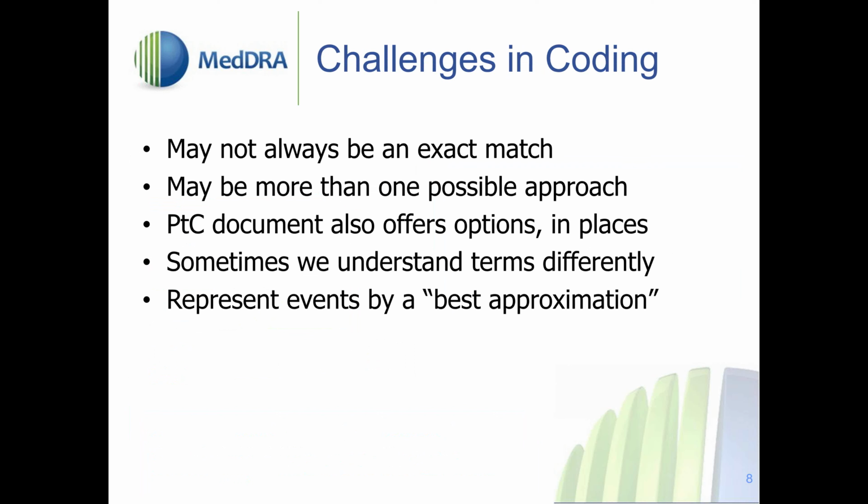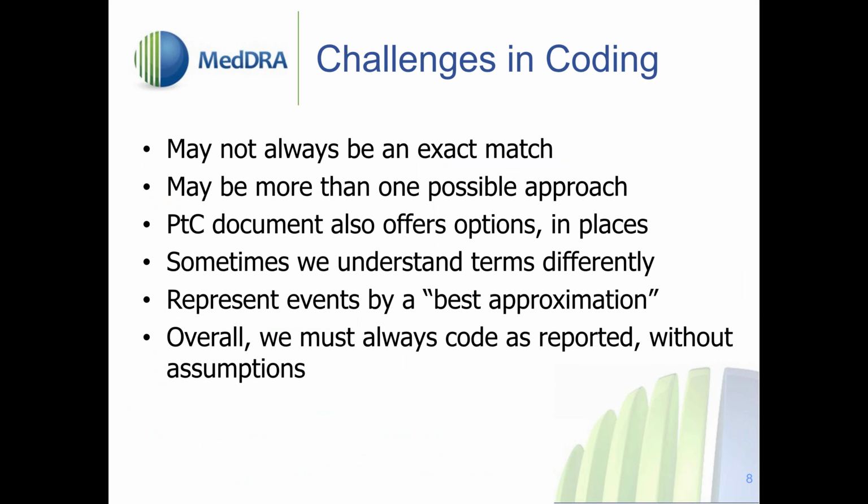And overall, coding isn't always black and white, and we need to represent the events that we have reported by a best approximation. But overall, the golden rule is that we always code as reported. We don't make assumptions. So here's an example.